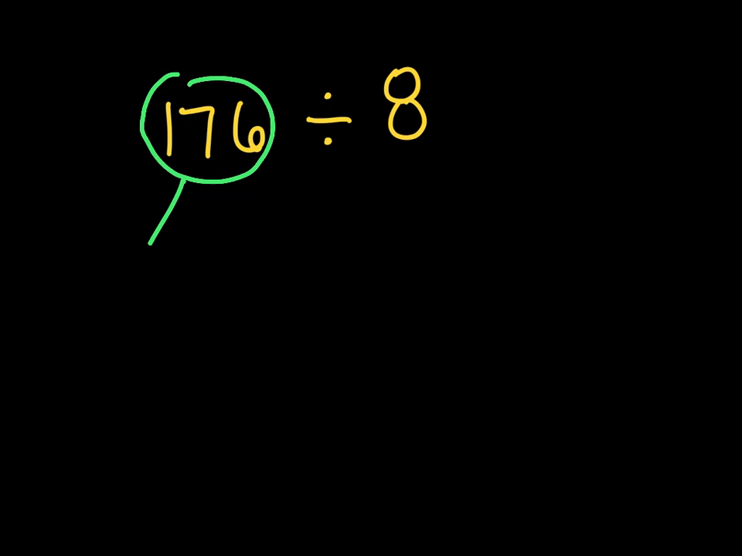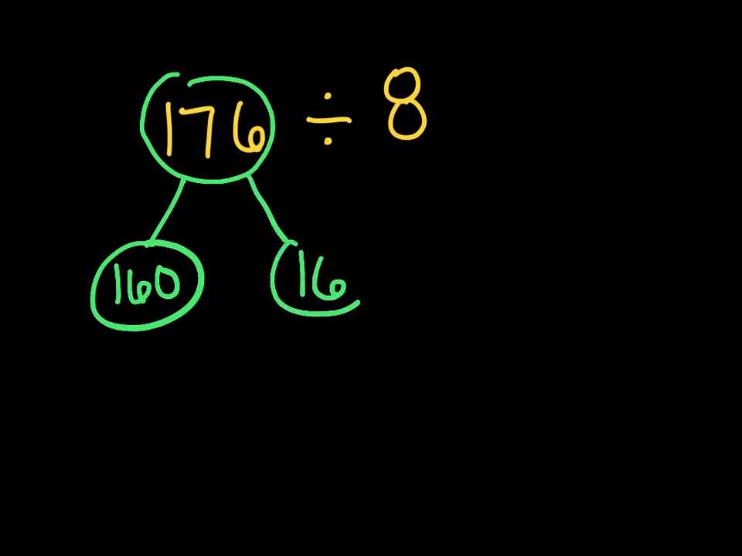Well, we can multiply by, we can go into 160. Okay, that's the closest we can get. When we subtract 160 from 176, we're going to get 16. Both of those numbers are divisible by 8. We can divide by 8.